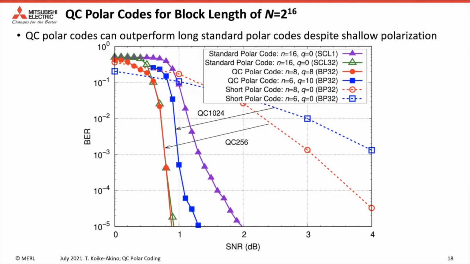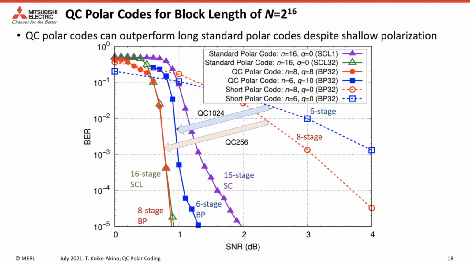Here we consider a long block length of 2 to the 16 bits. For 6-stage polar codes, we can improve the performance significantly by using QC of 1024. Remarkably, this is even better than 16-stage polar codes using an SC decoder. For 8-stage polar codes using QC 256, we can achieve performance comparable to 16-stage SCL decoding. Because of the reduction of polarization stages, we can achieve lower complexity decoding.